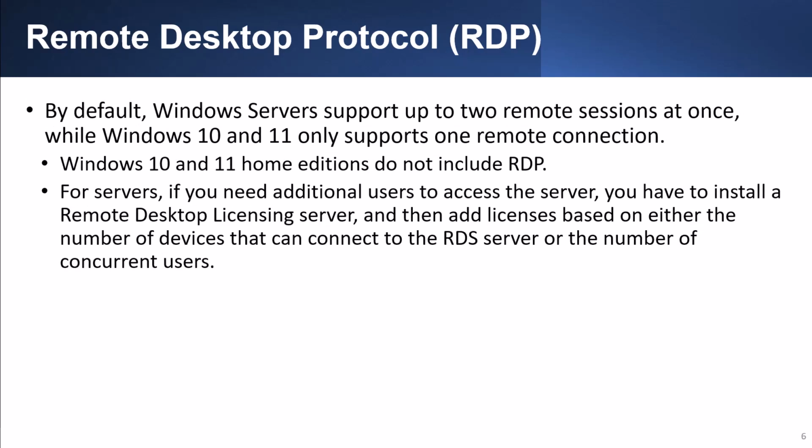By default, Windows servers support up to 2 remote sessions at once, while Windows 10 and 11 only support 1 remote connection. Windows 10 and 11 Home Editions do not include RDP. For servers, if you need additional users to access the server, you have to install a remote desktop licensing server and then add licenses based on either the number of devices that can connect to the RDS server or the number of concurrent users.